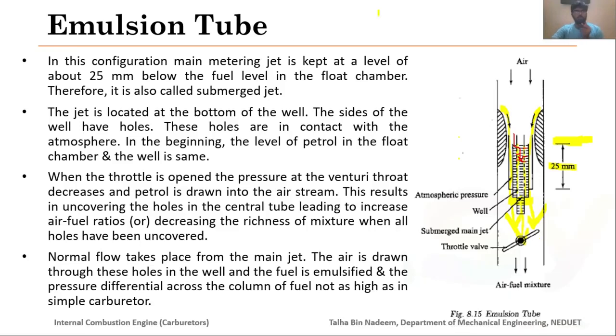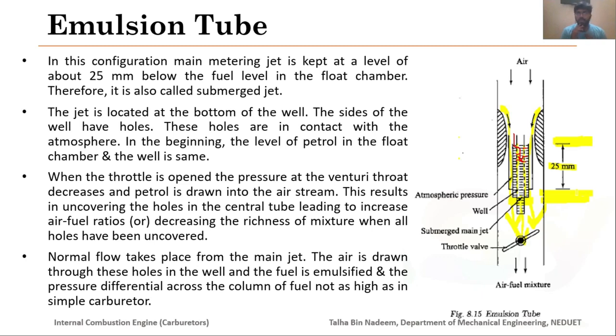Okay, now we will go through the description here. In this configuration, the main metering jet is kept at a level of about 25 mm below the fuel level in the float chamber. This is the level of the float chamber, and the main metering jet is here. So this is the difference between the levels of the float chamber and the main metering jet.